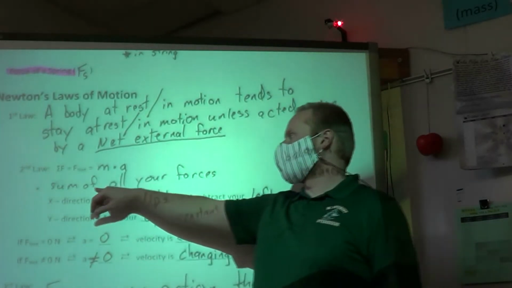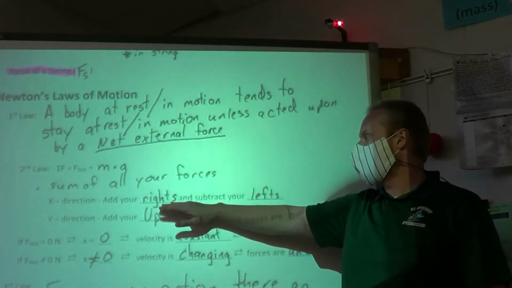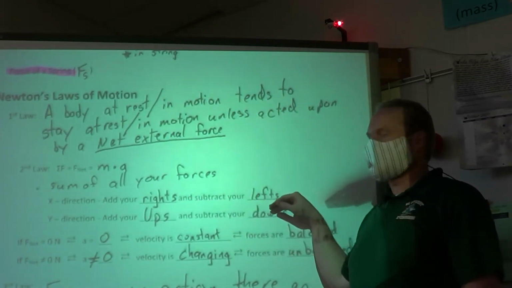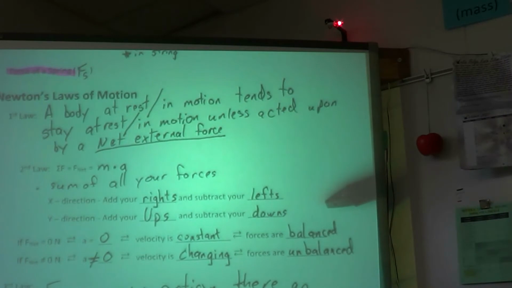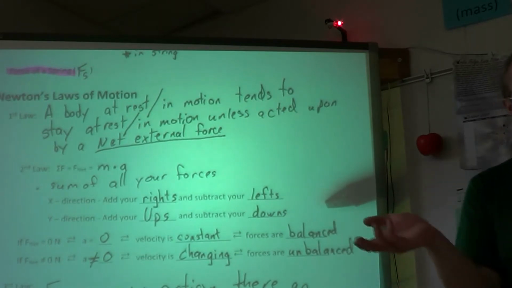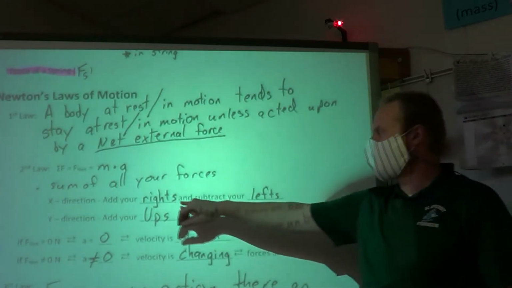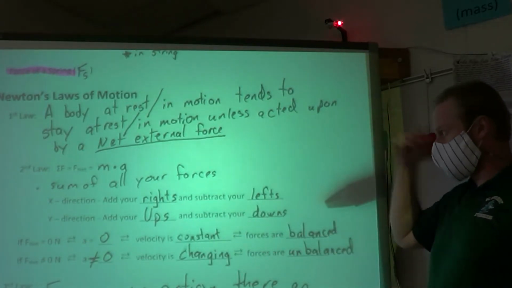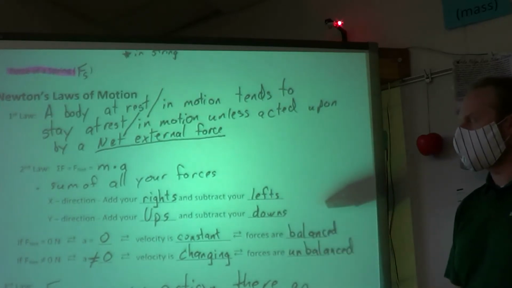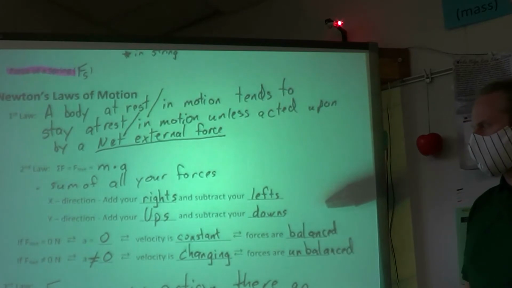When we sum up the forces in the x direction, I say this a lot, when we sum them all up, it means we add our rights, we subtract our lefts. I'm calling rights and lefts the direction of the forces. So all the forces that are going to the right are your rights, the forces that we're going to add. The forces that are physically, your arrows are physically pointing left, those are the forces we're going to subtract. In the y direction, we add our ups, we subtract our downs.